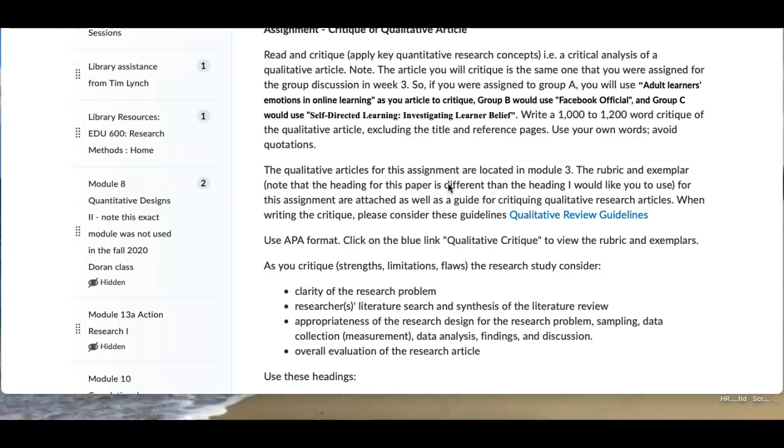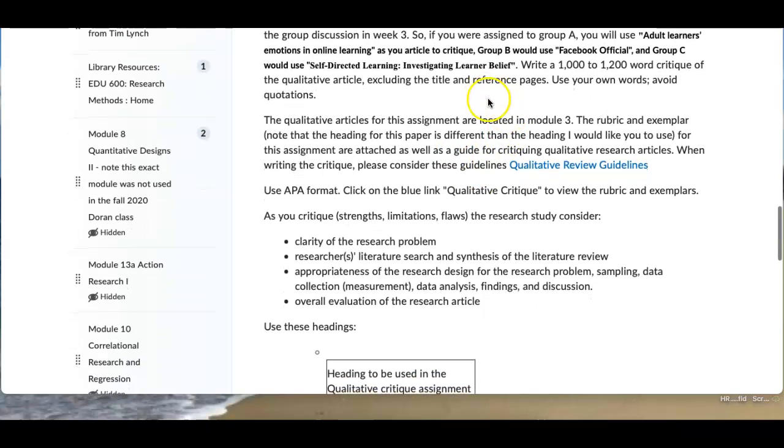That is the article that you are going to be using to critique for this assignment. So if you were part of Group A, you don't need to be concerned with the article that was read for Group B or Group C. You focus in on Group A.